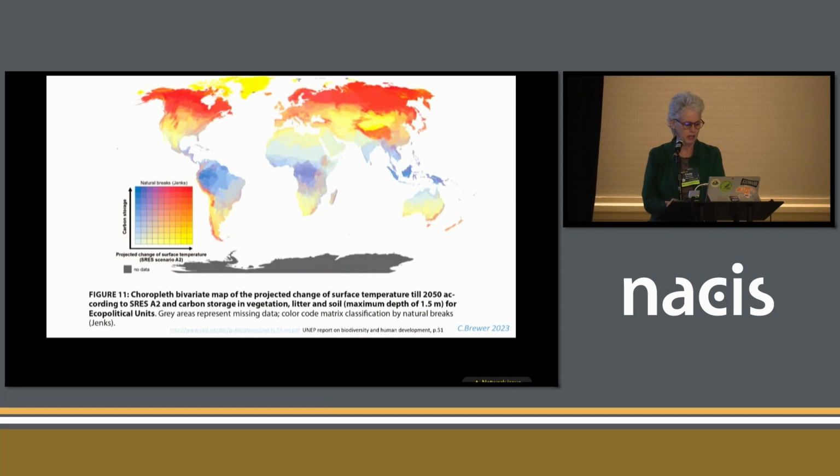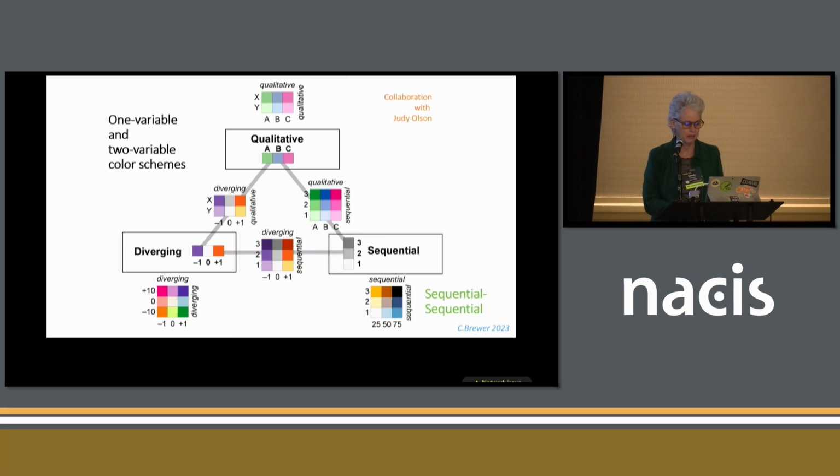Here's one from the physical sciences from about 10 years ago, which is carbon storage and surface temperature, and where they're both high. These have been in the literature, and more so as people have better tools for making them. Judy and I structured the relationships between types of color schemes: qualitative, diverging, and sequential. I'm not going to go through this in detail, but say we're down in this corner where we're combining 2 sequential schemes, two data sets where you're emphasizing low to high, and their combinations.